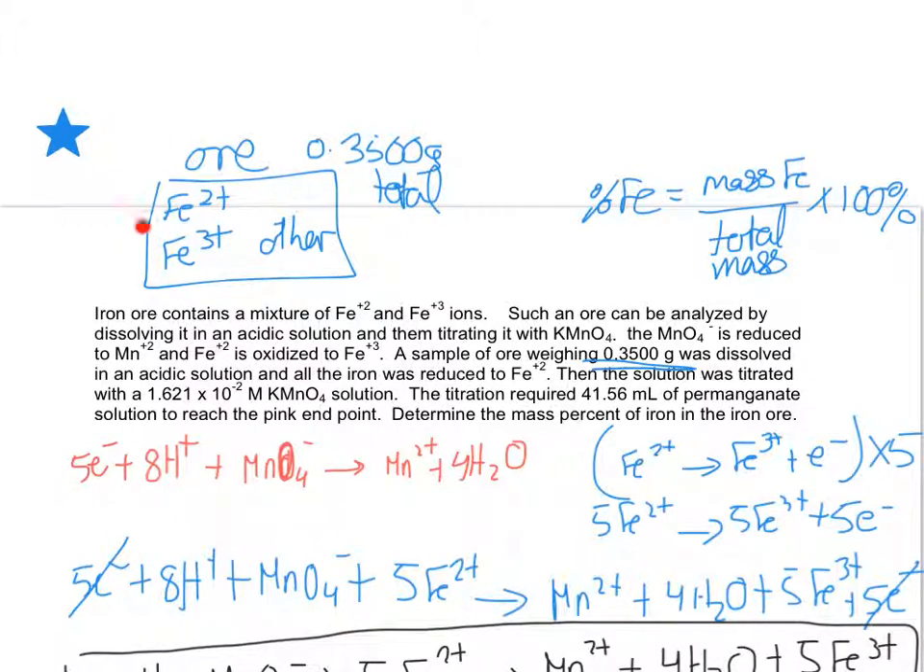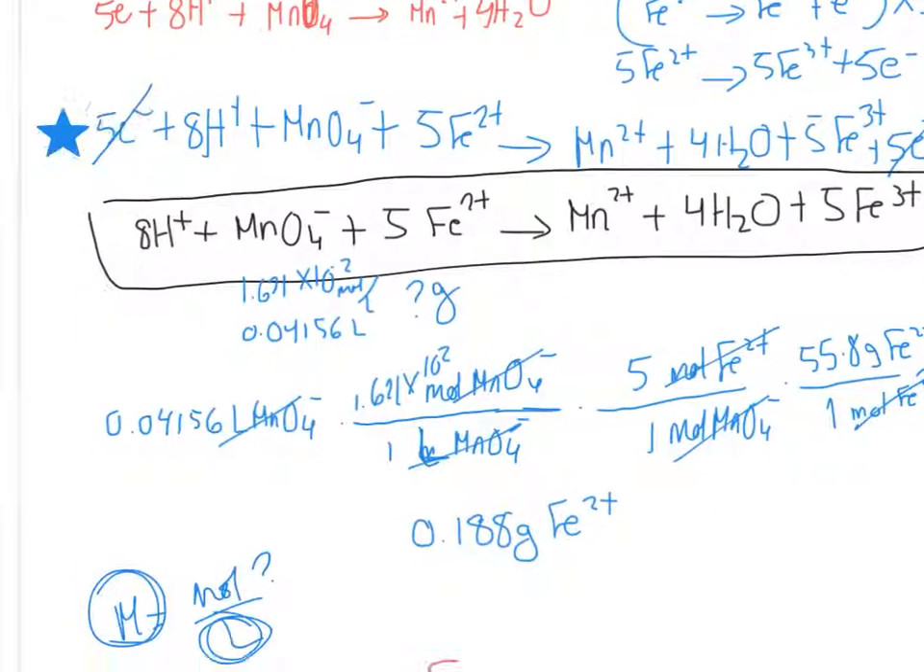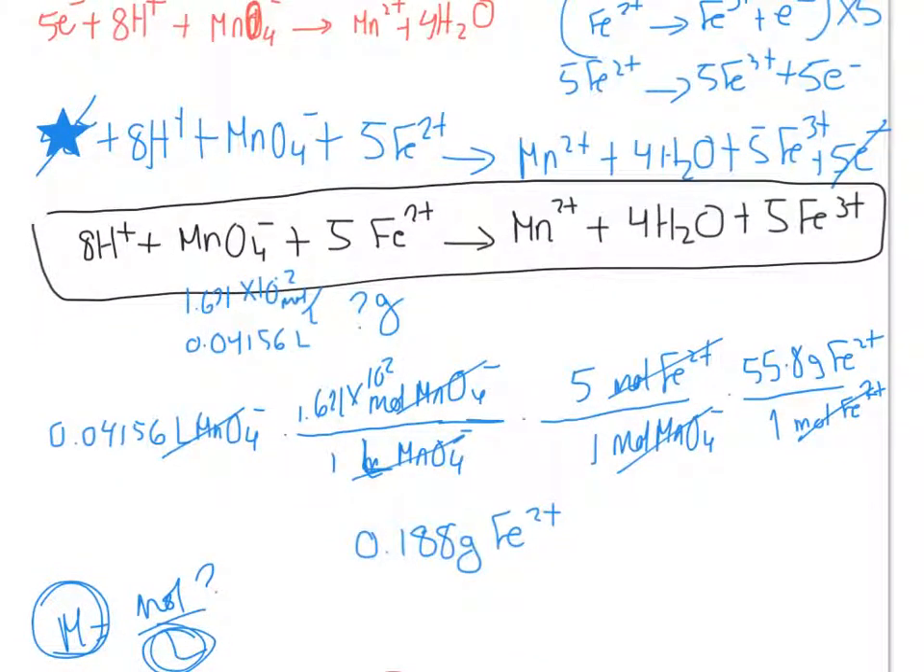And then I took all that Fe2 plus and reacted it with my permanganate here, and I turned all of my Fe2 plus into Fe3 plus. So whether you solved for this or this by itself, that would have given you the mass of the total iron in your sample.